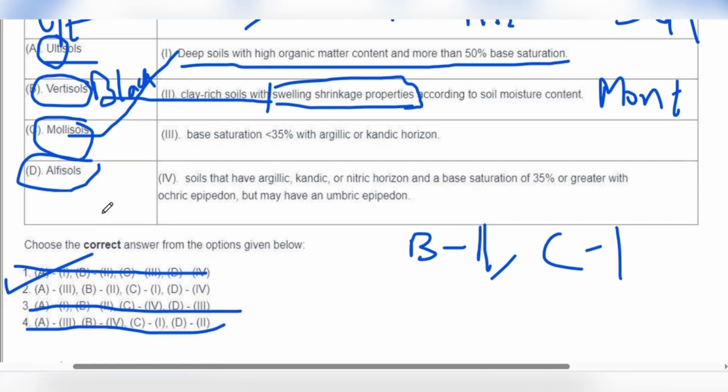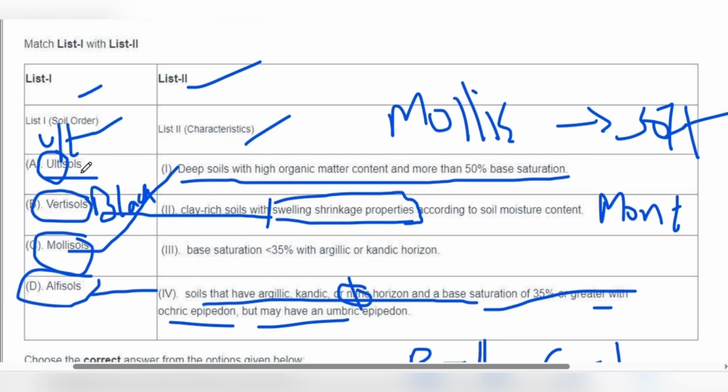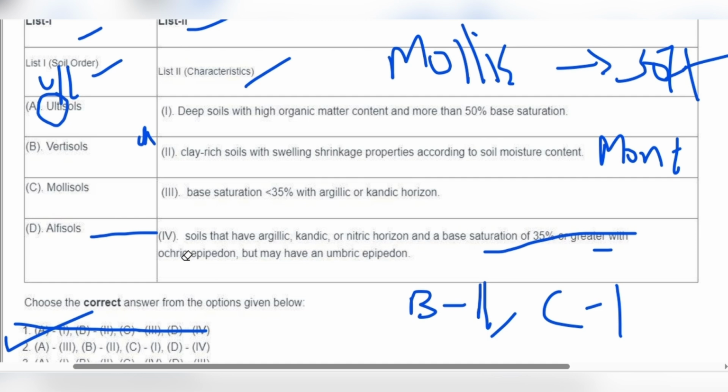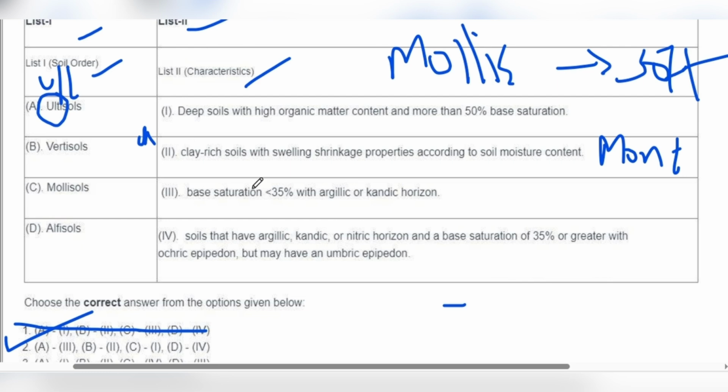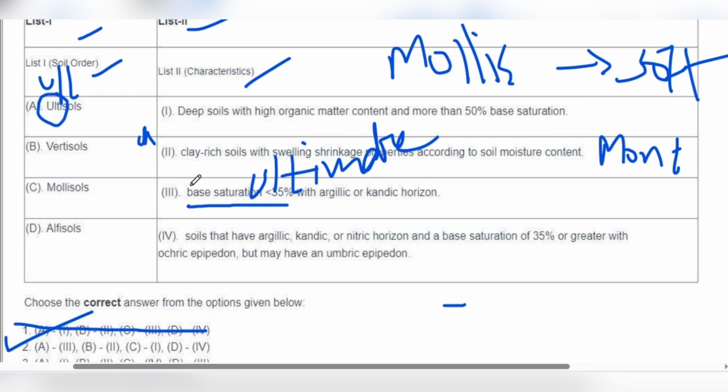That is D is 4, alfisol, or soils that have argillic, kandic or natric horizon. This won't be nitric, this is natric. And a base saturation of 35% or greater with ochric epipedon but may have an umbric epipedon. Whereas ultisols have base saturation less than 35, with argillic or kandic horizon. Base saturation less than 35 means, I told you, ultisol comes from ult, meaning ultimate. That is the ultimate form of weathering. Ultimate weathering has happened in this soil, and it is in a very advanced stage of soil formation. Very high weathering processes have taken place, resulting in very low base saturation, as all the basic cations have washed away due to weathering. Fine.